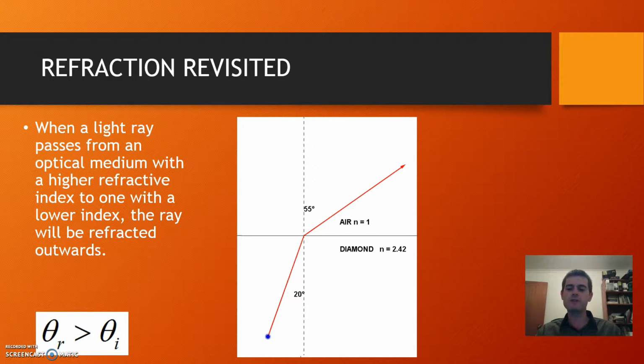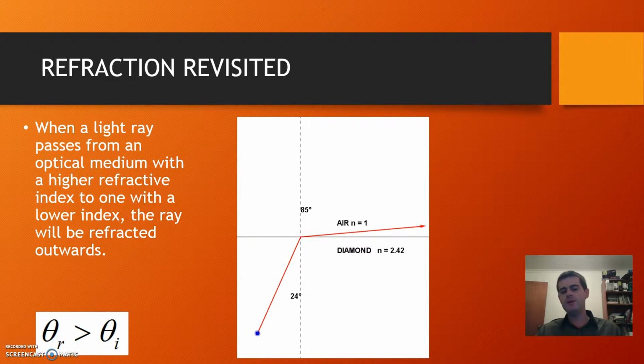In each of these little shots, we're looking at what happens as you increase that angle of incidence. As the angle of incidence increases, you can see that the angle of refraction gets greater also. In this last shot, the refracted angle is coming out almost at 90 degrees to the normal, at 85 degrees. It's very close to that light ray just skimming along the surface of the diamond.